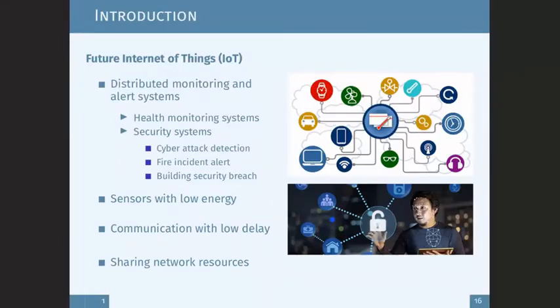So first, who never heard of Internet of Things here? You can raise your hand. Well, I guess everyone heard of Internet of Things. It is very popular now, and the future Internet of Things is very promising, and we can see it applied in each and every area. For example, especially in distributed monitoring and alert systems, such as health monitoring systems and security systems. And even more precisely in the security systems, we can do systems that can detect a cyber attack or it can detect a fire incident, for example, or even a building security breach.